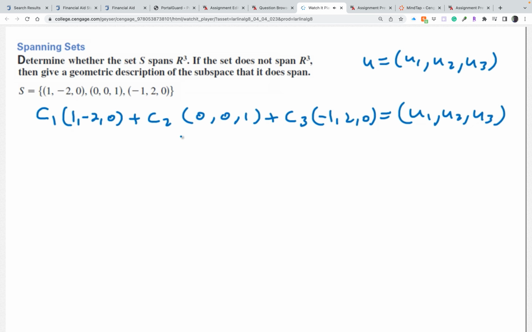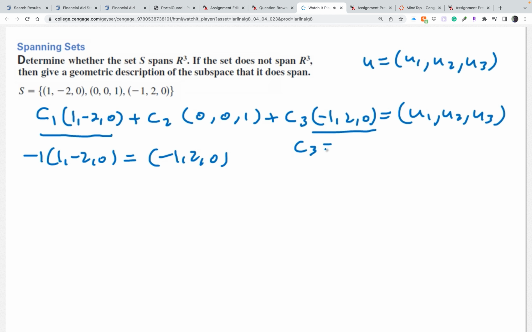Now, one thing we can note right away is that the first vector and the third vector are just multiples of each other. If we take negative 1 times the first vector, we get (-1, 2, 0), which is the third vector. So this tells us that c sub 3 will simply be equal to 0, because that vector can be created from the first two. So we essentially just want to know if these first two vectors will span this space.